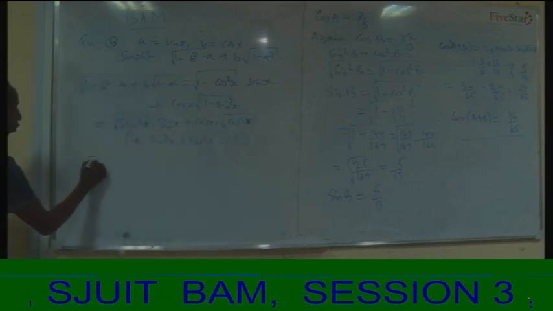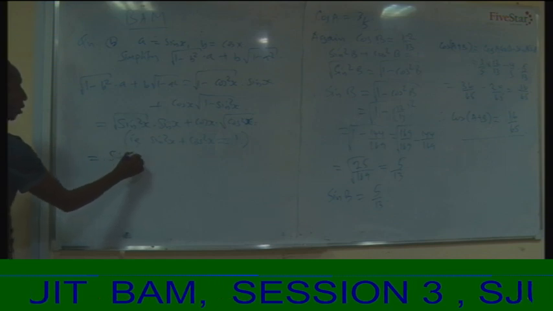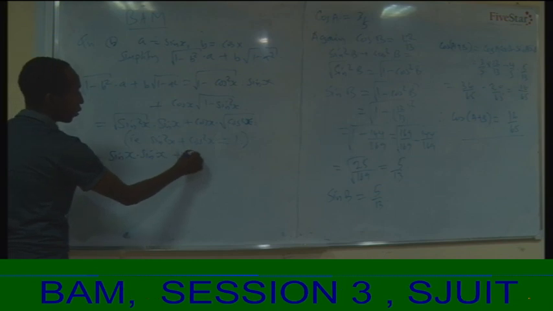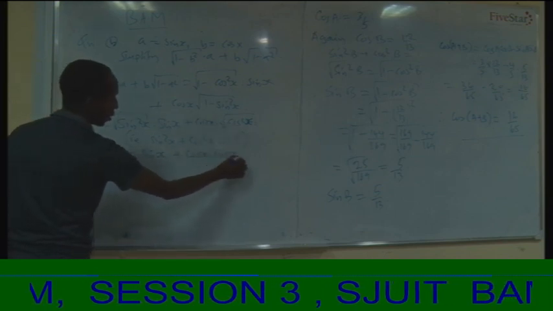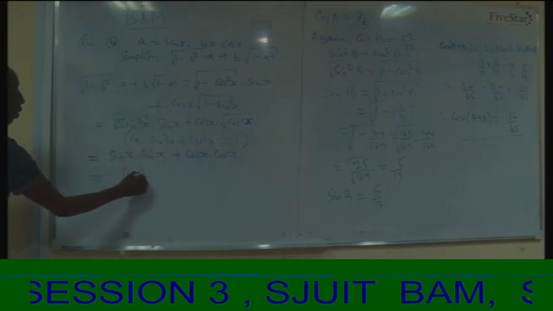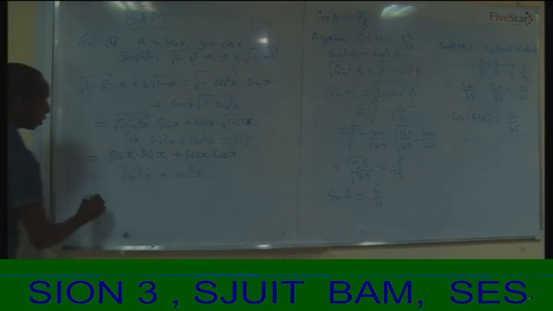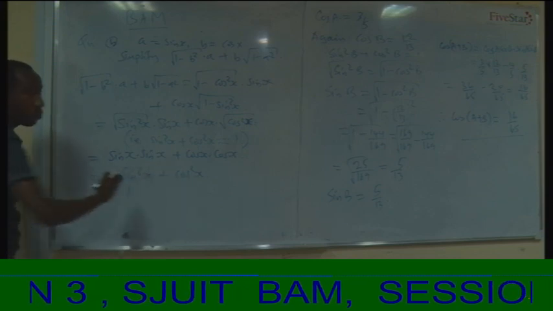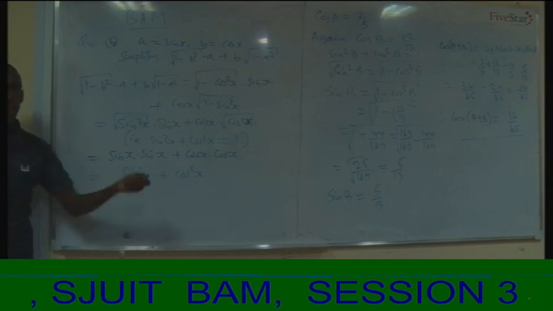Again, this will be equal to the square root of sine squared x, which is just sine x, times sine x, plus cos x times the square root of cos squared x, which is cos x. So finally sine x times sine x is sine squared x plus cos squared x, and this is equal to 1 because of the basic trig identity: sine squared of an angle plus cos squared of an angle equals 1. So sine squared of x plus cos squared x equals 1.